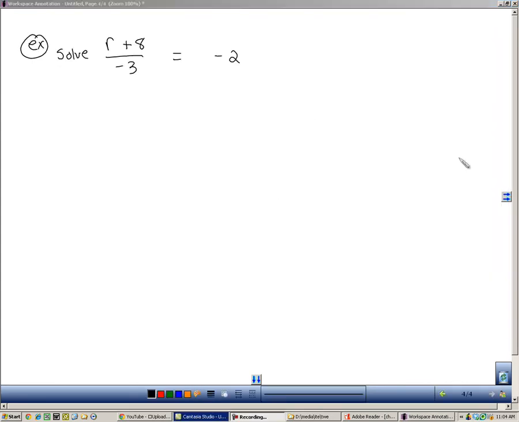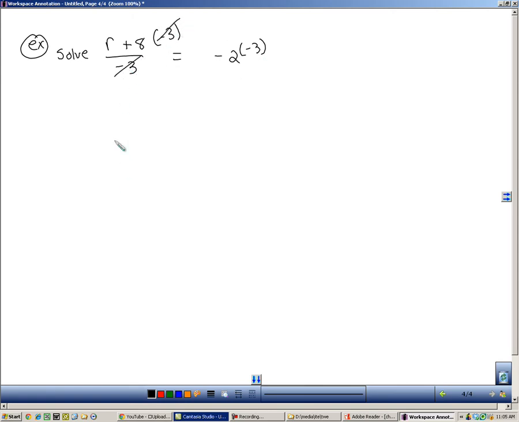Here's an example that's a little special, and it's because this r plus 8 is being divided by a negative 3. So there's a whole group on the top that's being divided. Typically we want to solve this by working in reverse PEMDAS, but in this case I can't even get to the plus 8 that I want to get rid of until I deal with a division, because we're dividing both of these terms by a number. So this is a special case in which you'd have to get rid of the negative 3 first, and we do that by multiplying by negative 3. Why multiplying? Because that's the opposite operation of division.